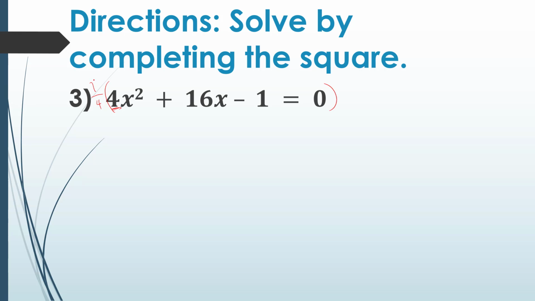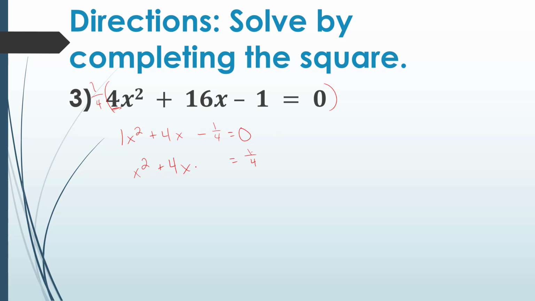So, since we're multiplying everything by 1/4, we'll have 1/4 times 4 is 1x squared. 1/4 times 16 is 4. 1/4 times negative 1 is negative 1/4 equals 0. And so now we're going to solve just like normal. X squared plus 4x. We're going to subtract 1/4 to put it on the opposite side because we want that c term on the right side of the equals. So that'll give me 1/4. Sorry, we're going to add 1/4 because this is negative. So that'll give me 1/4 on the right side of the equals.